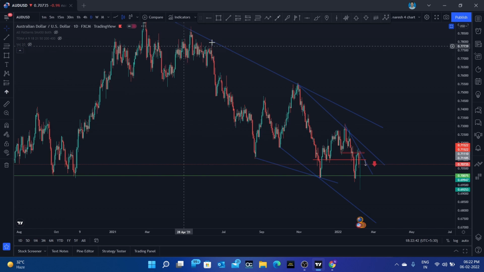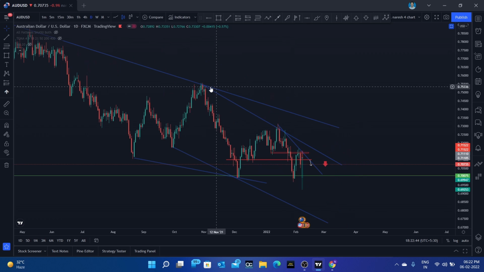This one is a major trend line, and here we can see another trend line as well, which formed a lower high, lower low, lower high, and again we can expect a lower low here, guys. So this would be for AUDUSD.